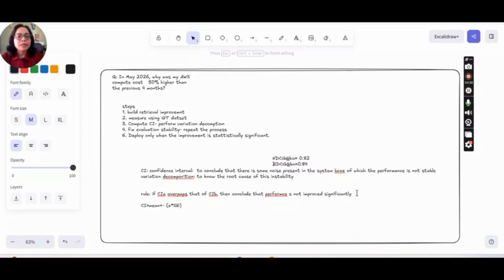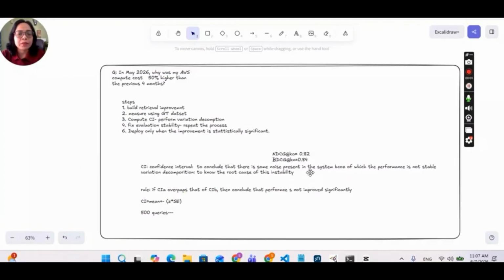Mean means, for example, I have already told you that my ground truth dataset had 500 records. It had 500 queries, and each query has one NDCG at K value. Then the average NDCG score is what we get as the mean. And for the Z score, consider the confidence interval level, with significance level equal to 0.05. That means alpha is equal to 0.05.